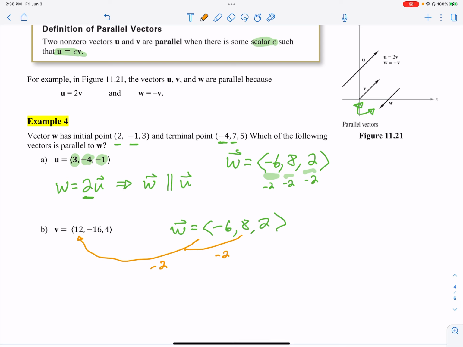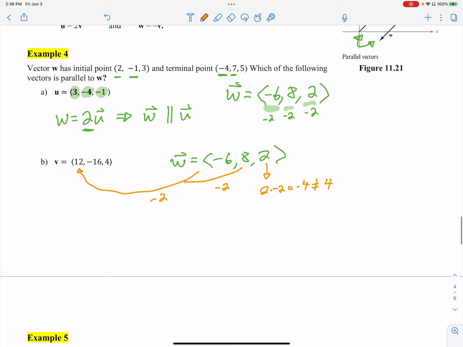But if I do this one, 2 times -2 is -4, not 4, right? So that one does not work. It would require everything being multiplied by the same number. Well, the first two numbers are being multiplied by -2, while 2 is being multiplied by 2. So W is not parallel to V. Okay. That's how we determine.